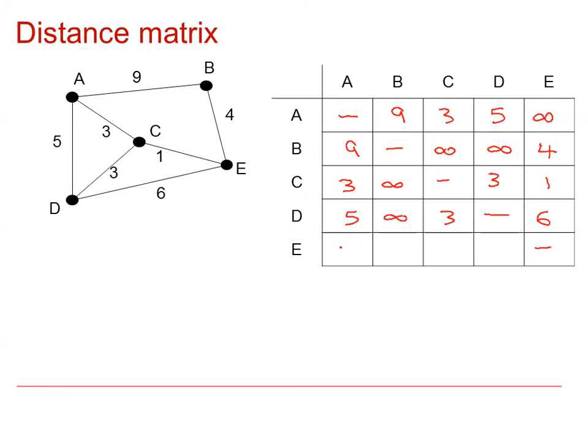And lastly, at vertex E, there's no direct link to A. There's a direct link to B of weight 4, a direct link to C of weight 1, and a direct link to D of weight 6. And if you look at the distance matrix, we can see that it's actually symmetrical about the leading diagonal. And this will always be the case because the graph is not directed. So that is one way of checking whether you're correct or not.